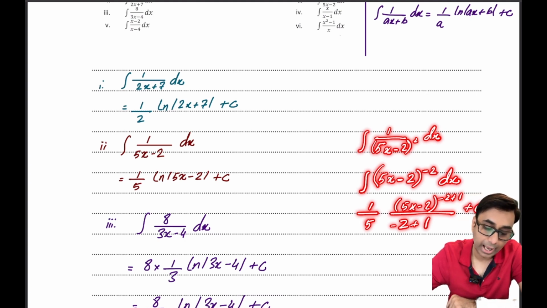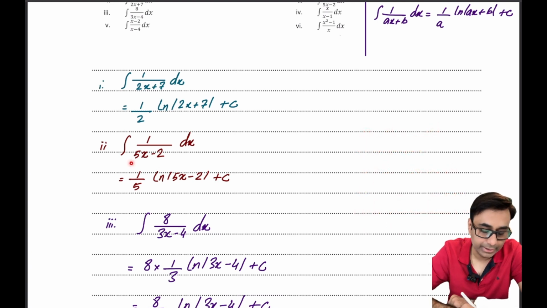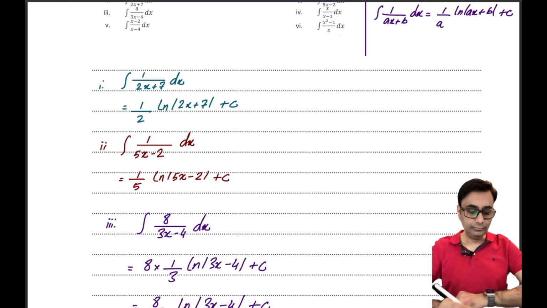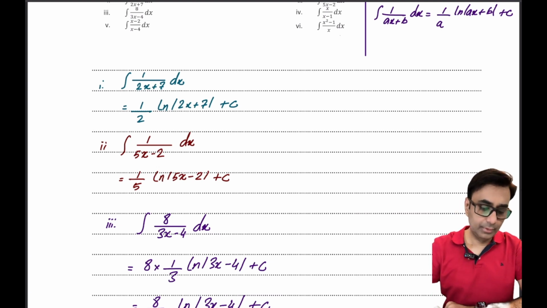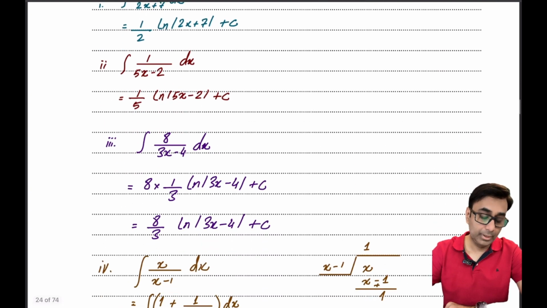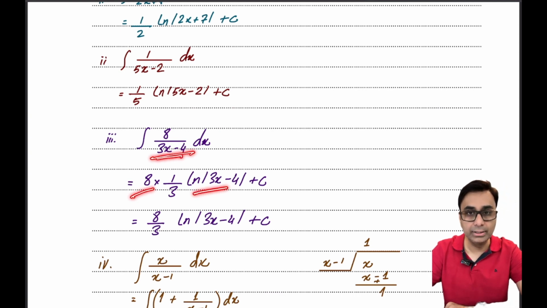This concept is only applicable when this power is 1 and not anything else. So here in this case, you can see 1 upon 5x minus 2 to be integrated, and to integrate this, you will be able to do 1 over 5 ln 5x minus 2. 8 upon 3x minus 4, 8 comes out. 3x minus 4 in the denominator integrates as ln 3x minus 4, and then you divide it by 3.